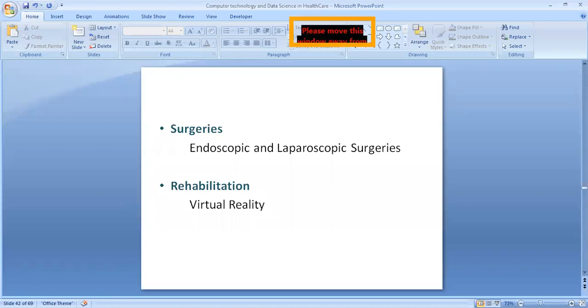So we have two major areas of focus for the session. One is the surgeries, the other one is rehabilitation. Because there may be disorders or diseases which could be easily treatable by just mere prescription of medicines. But there may be a few conditions when surgical intervention becomes mandatory.